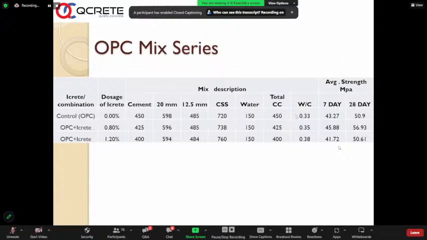We talked about the water cement ratio law. This is one of the materials, I can say at this moment, which is almost defying the water cement ratio law. You can see at 0.33 water cement ratio, 450 kg cement content, 50 MPa concrete, and at 400 kgs, when we reduce from 450 to 400, the water cement ratio goes up to 0.38, and you have the strength similar to the control.